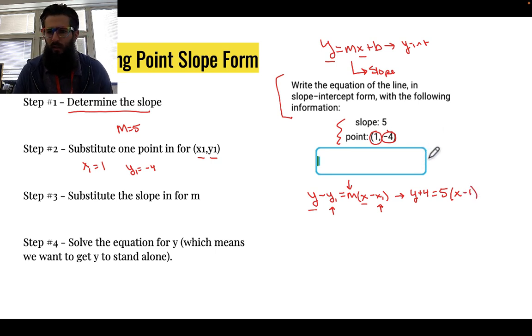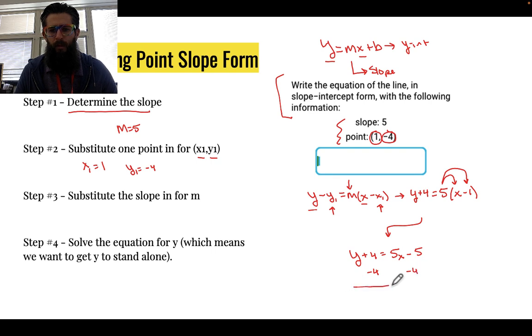Now that we've written the equation in point-slope form, what we can do is distribute this 5 to both of these terms. So if we bring this down here, y plus 4 is equal to 5 times x, which is 5x, minus 5 times 1, which is just 5. Now the last thing we want to do to isolate our y variable to put it into slope-intercept form is to subtract 4. You'll notice as you watch more of my videos, I draw a line under each operation that indicates I want to refresh my equation. Negative 5 minus 4 is negative 9.